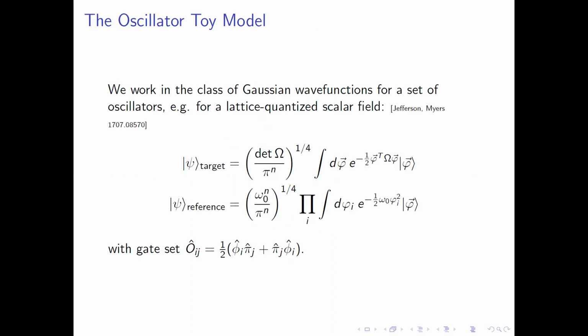Good. So now let's state the model we're working in. This is, again, the model originally used by Bro Jefferson and Rob Myers about a year and a half ago now, which is working in this class of Gaussian wave functions for a set of oscillators, for example, from the lattice quantization of a scalar field. So our target state will be some very general Gaussian state, and our reference state will be factorized in position space. It won't have entanglement between the oscillators. Our gate set will be chosen in terms of these phi's and pi's, the essentially position and momentum operators. This is a minimal gate set, essentially, to create entanglement between the oscillators.